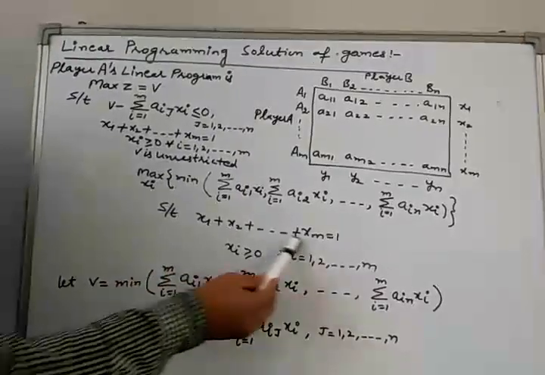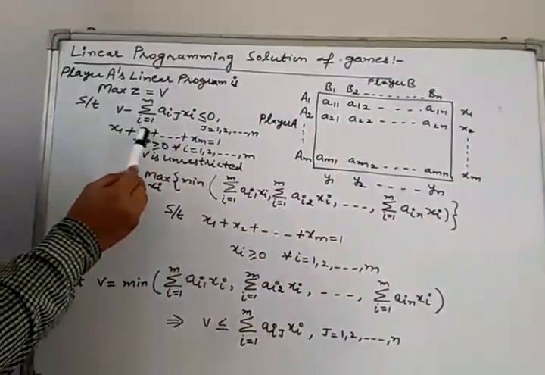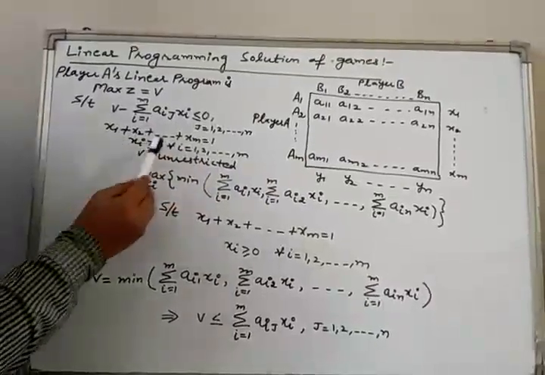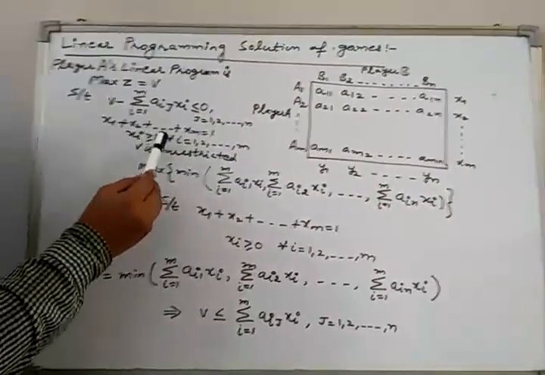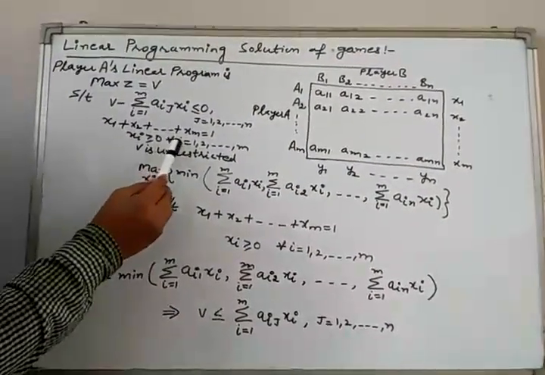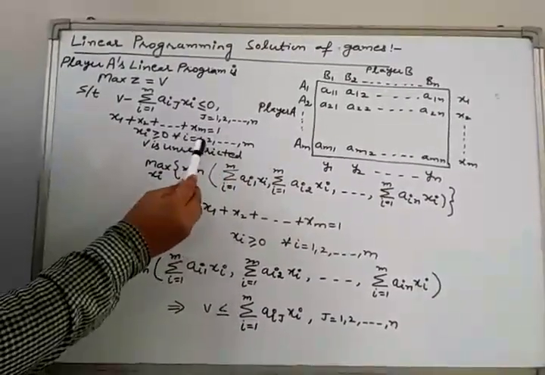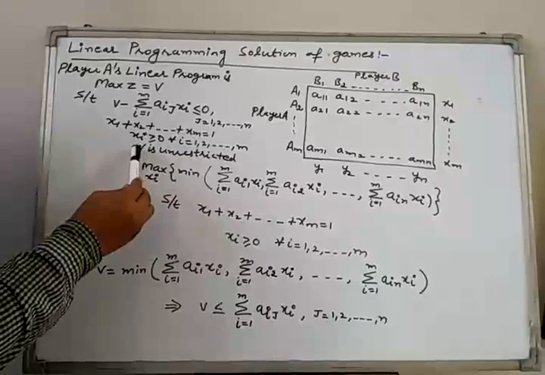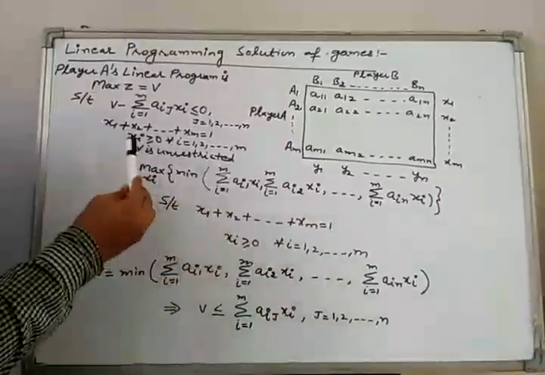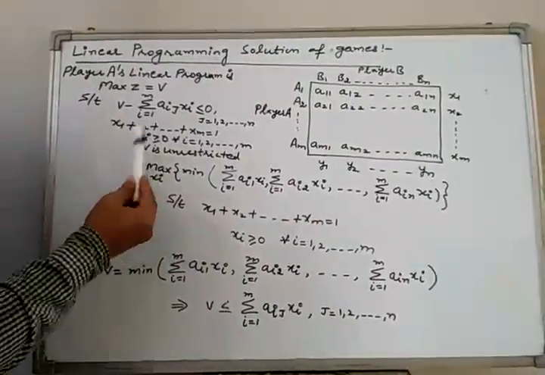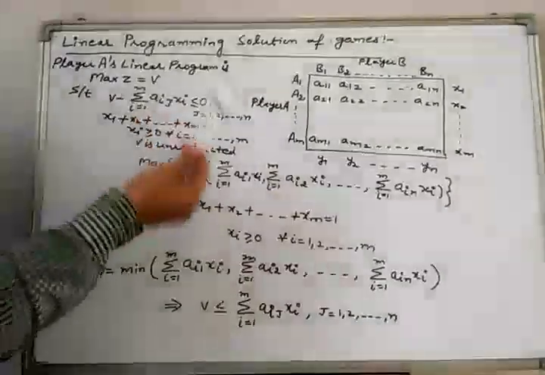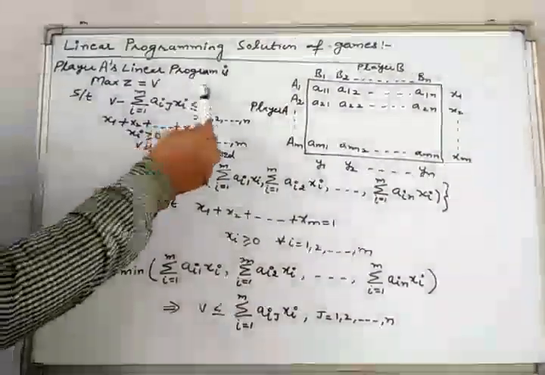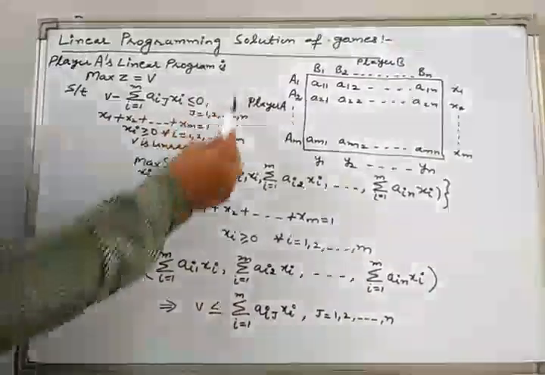The sum of probabilities is 1, that is x1 plus x2 plus so on up to xm equals 1. All probabilities are greater than or equal to 0. Therefore, xi is greater than or equal to 0 for every i varies from 1 to m. And because v is the minimum value of this and moreover the value of the game, this can be negative, positive or 0. Therefore, v is unrestricted. Therefore, this becomes player A's linear program.